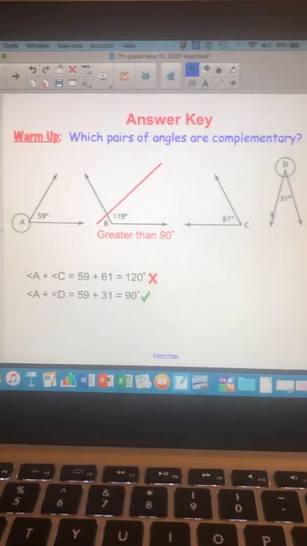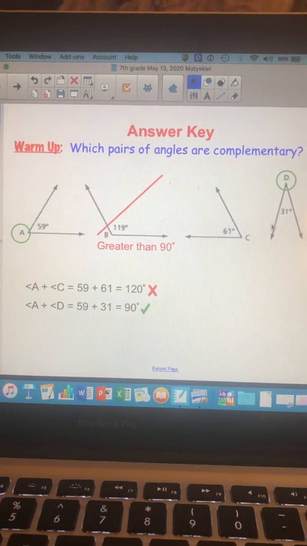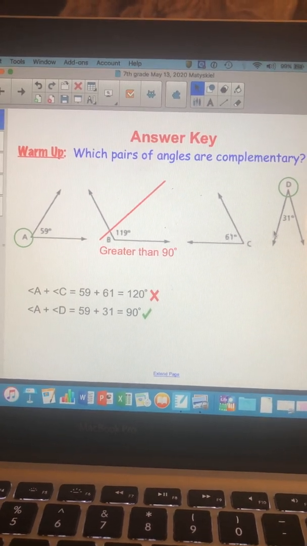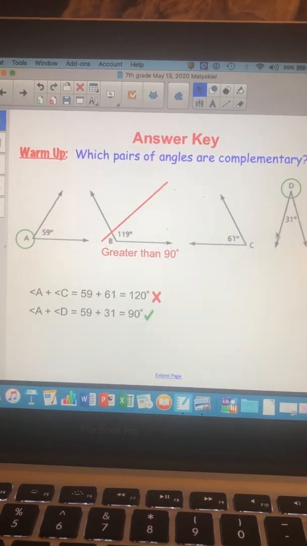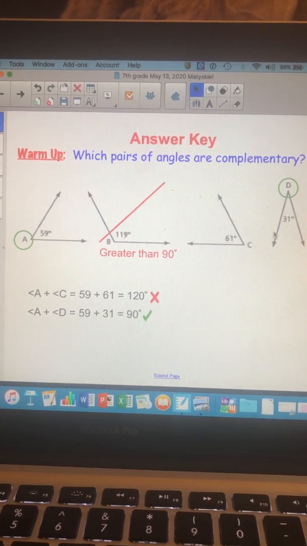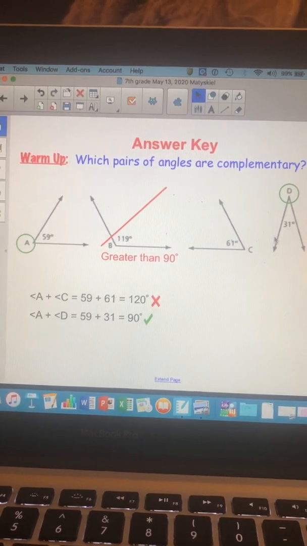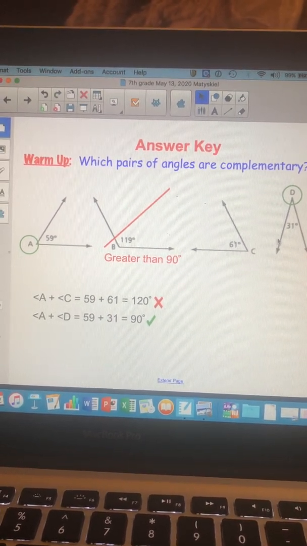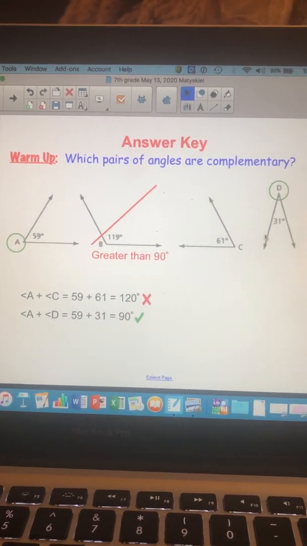So that's modeled here on the following slide for your answer key. You'll see that angle A, which measures 59, plus angle D, which measures 31, equals 90 degrees. If you did the other combination of A and C, it would have been too much. And if you checked C plus D, it would have given you 92. So again, too much. All right.